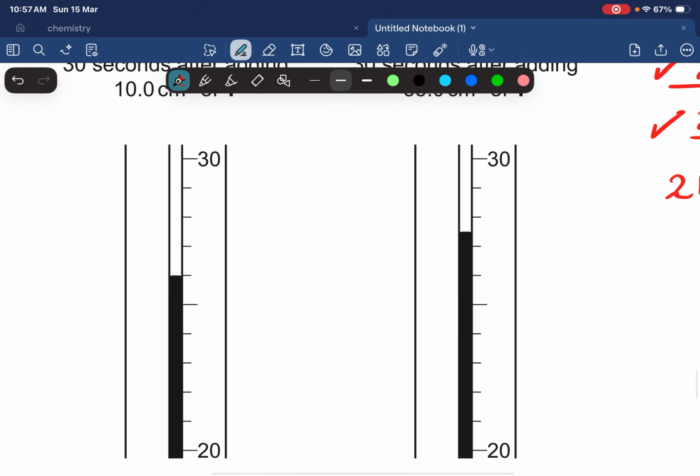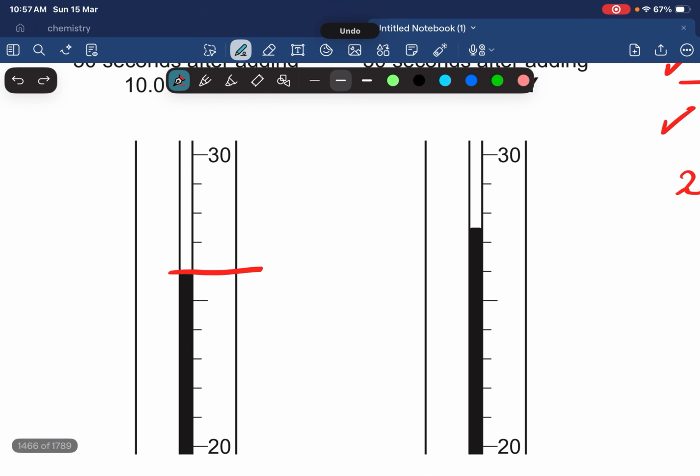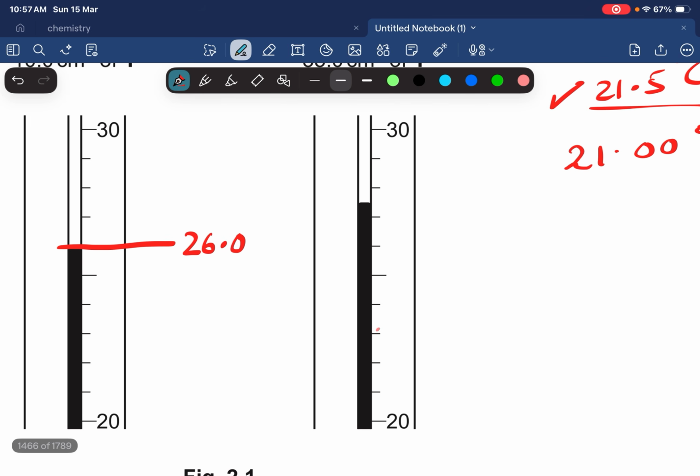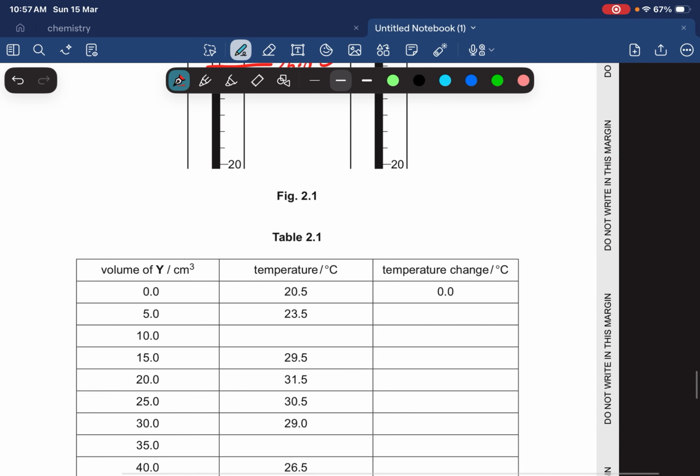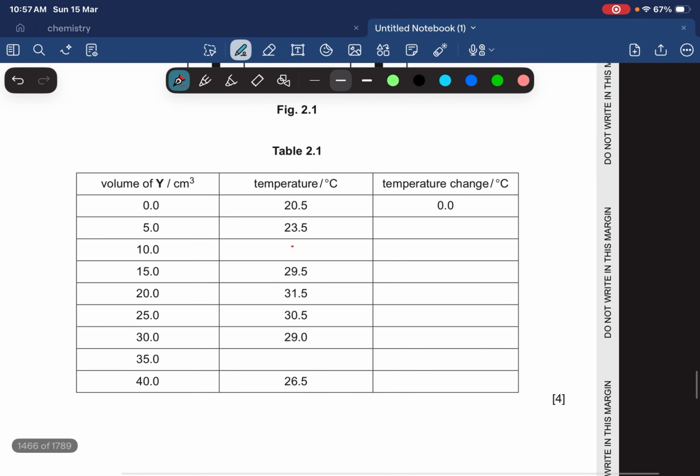Over here, the reading is 20, 21, 22, 23, 24, 25, 26. So this is 26.0, not 26 only. That's going to be wrong. I'm again warning you. 20, 21, 22, 23, 24, 25, 26, 27. This is 27.5 degrees Celsius. Okay? 26.0 degrees Celsius, 27.5 degrees Celsius.